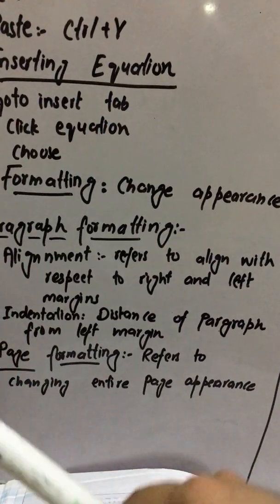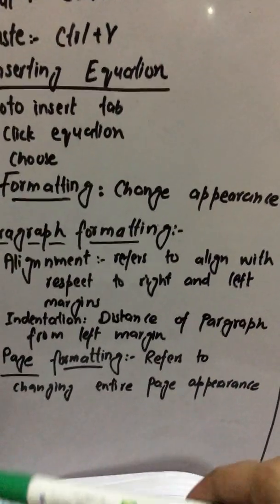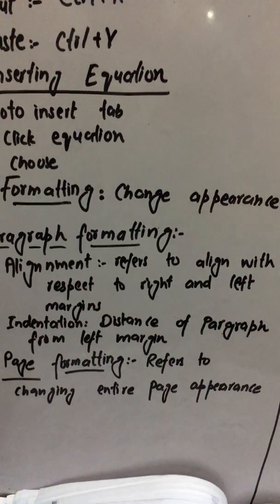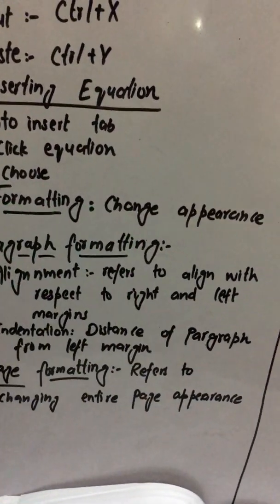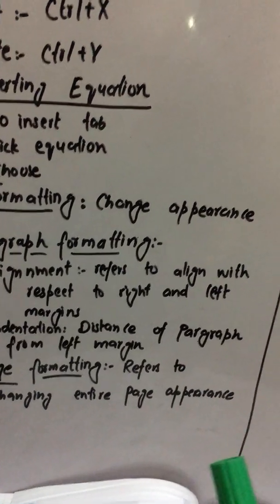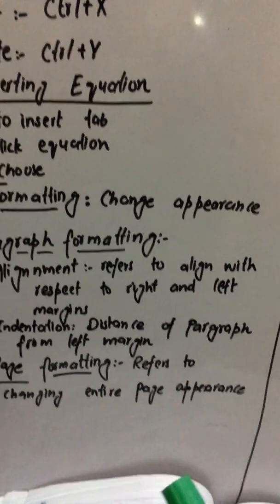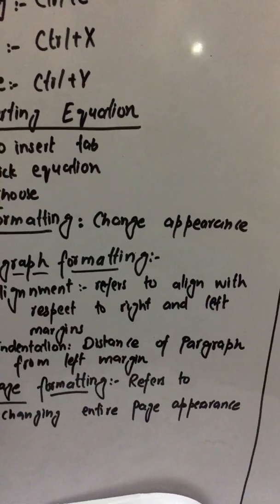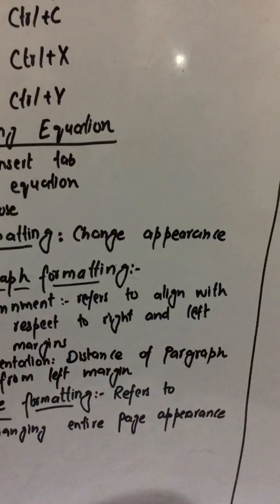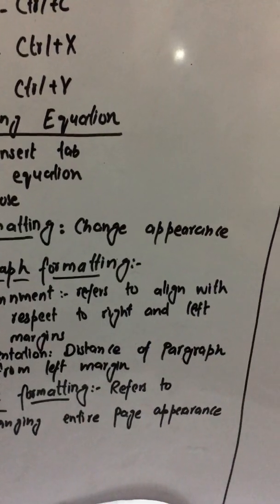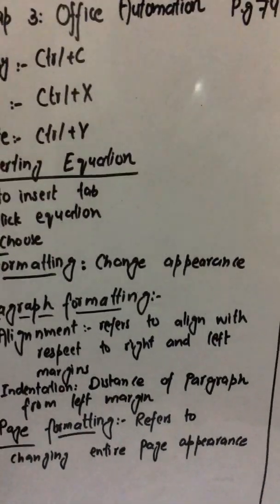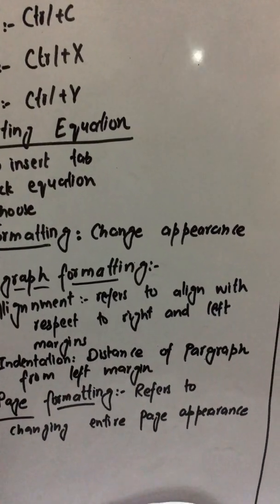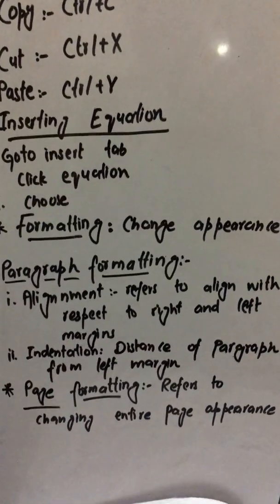There are different options. Number one is align left, in which your text will align with the left margin. You can also choose the option center. It will center the text within the left and the right margins. Then we have align right, which will align the text to the right margin. And justify, it will align the text both to the left and the right margins.